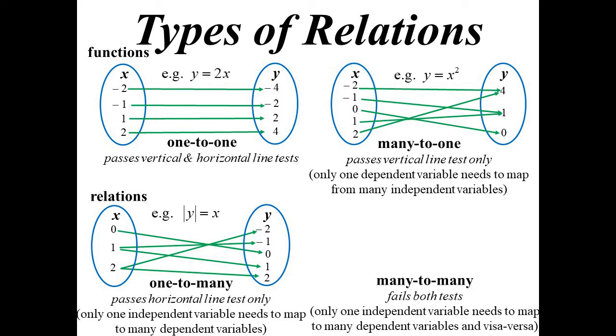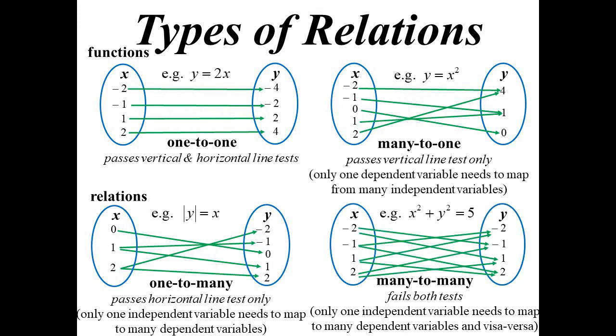Well, that leaves us with just one to go, and that's many-to-many. That's where they just go for your life. It fails both tests. It doesn't satisfy the horizontal line test. It doesn't satisfy the vertical one. It's chaos, if you like. You've got those numbers coming from x, multiple ones, going into multiple values of y, and a circle, I guess, is the easiest example of that. It fails both the horizontal and the vertical line test.